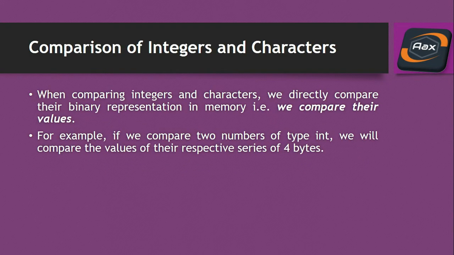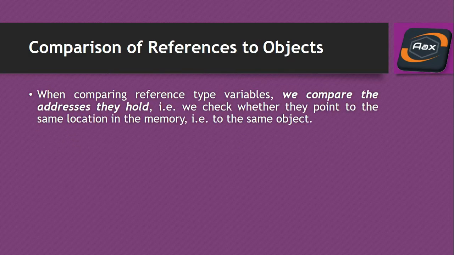Comparison of integers and characters, as I have mentioned before, we compare their values. We directly compare the binary representation of their value in memory. Comparison of reference to objects, we compare the address they store, which means we compare two references if they point to the same piece of memory.